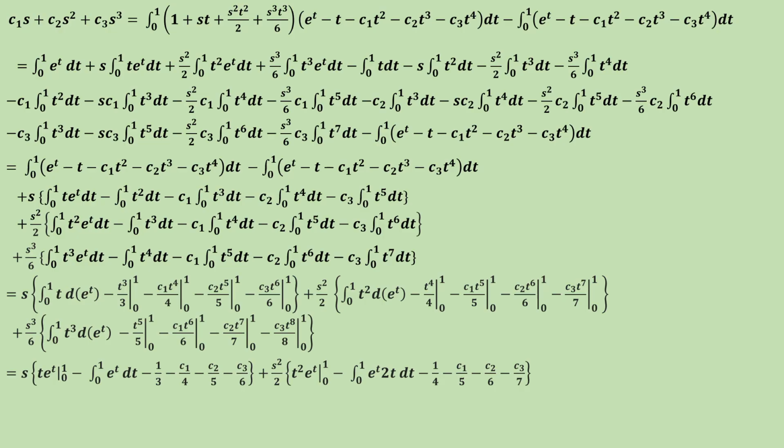Substituting all the values, you will get s into t e power t, with lower limit 0 and upper limit 1. Here, for the first term we are using the u dv formula: integral u dv is equal to uv minus integral v du. Here u is t, v is e power t, so uv is t e power t, lower limit 0, upper limit 1, minus integral v du, integral 0 to 1 e power t dt. That is the first term.